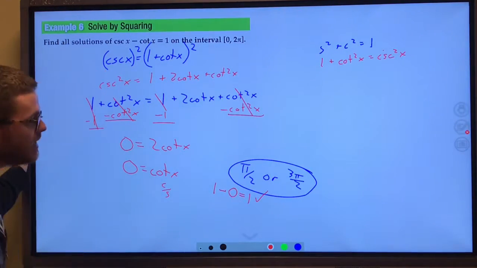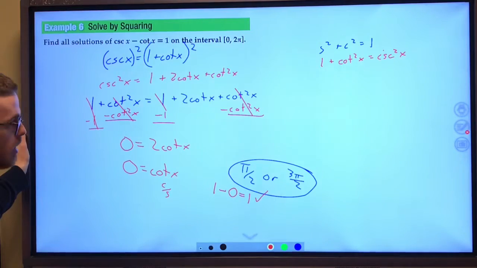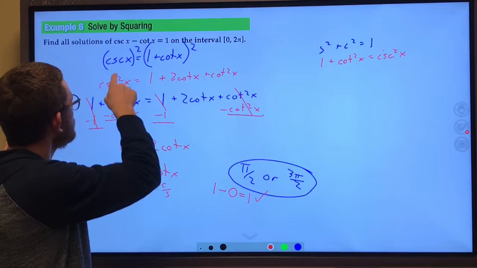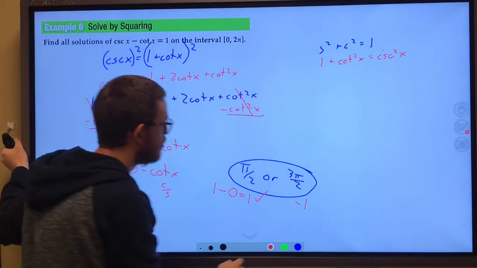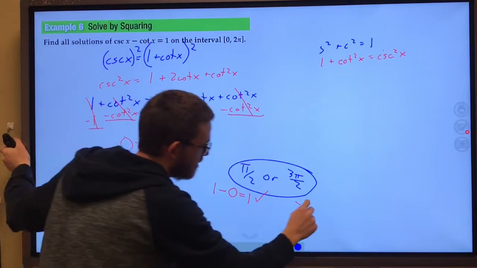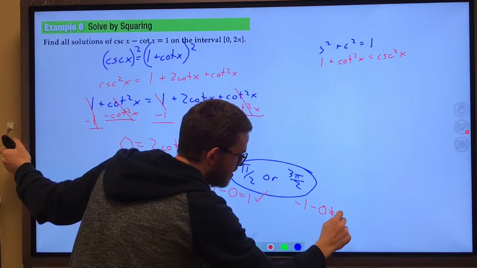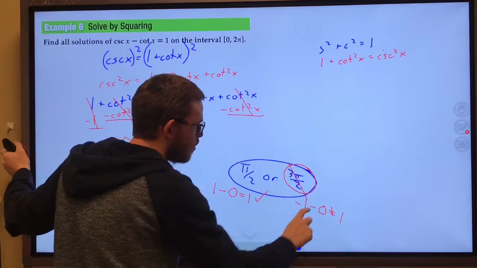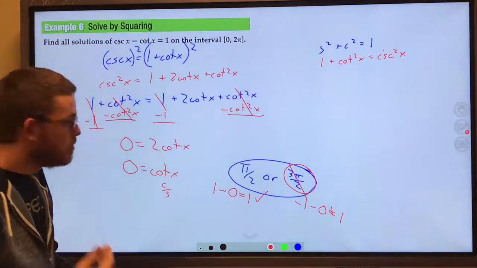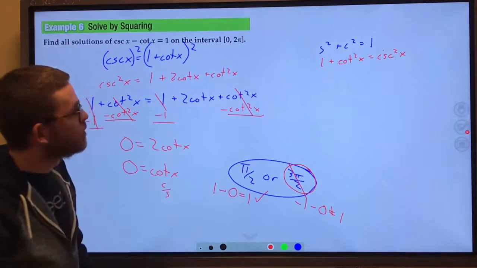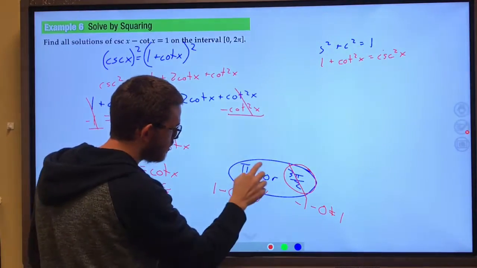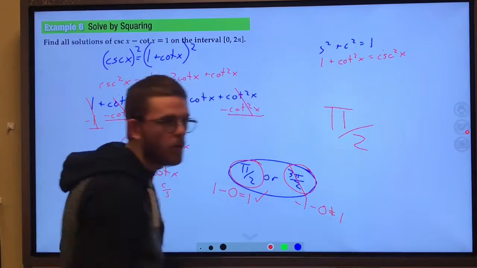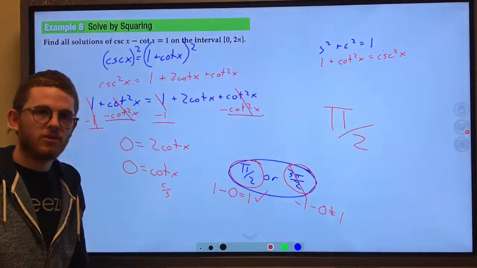But let's plug in 3 pi over 2. The cosecant of 3 pi over 2, well, the sine value at 3 pi over 2 is -1. The reciprocal of -1 is going to be -1 minus 0. Does not equal 1. So this actually doesn't work, and we have one unique value on the interval from 0 to 2 pi that works. It is just pi over 2. That is our only solution to this on the interval.